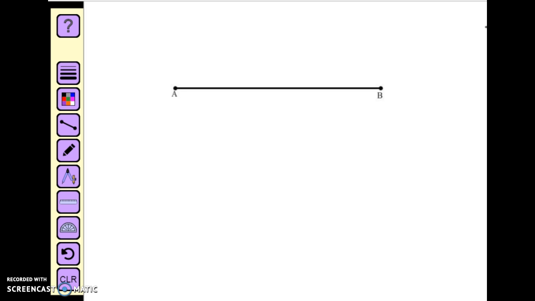So what you should see in front of you is already a segment. This is different than the last 2 constructions we did because you don't have to draw a ray first. You are going to work directly on your original figure.